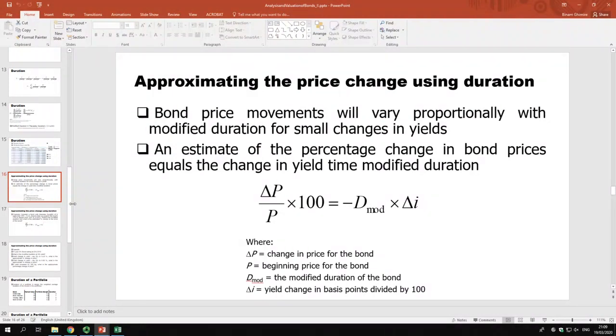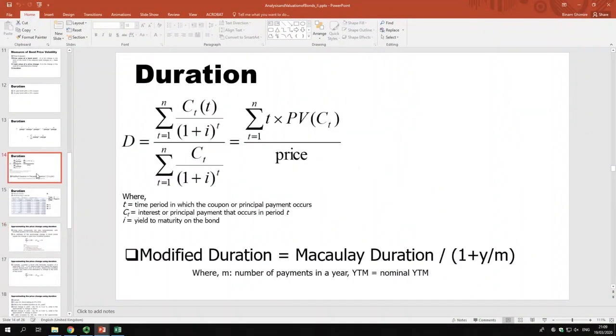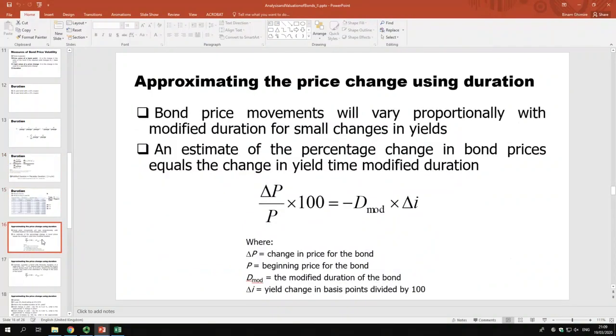Now, in this video I'm going to talk about approximating the price change using duration. Just one simple intuitive example to help you understand the concept of modified duration and the formula you just saw in my previous video: modified duration equals Macaulay duration divided by 1 plus the yield to maturity divided by the number of coupon payments in a year. So now what we are interested in is the application of modified duration to see the price volatility.